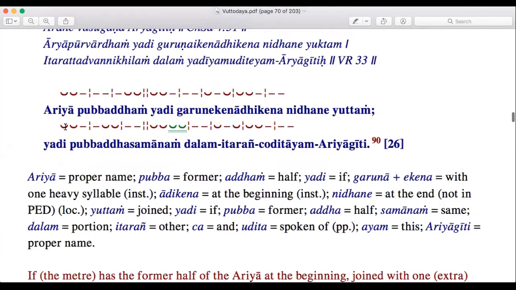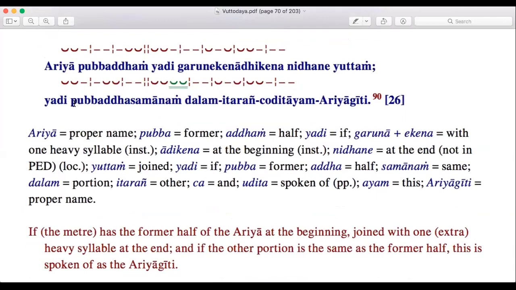So let's check by group. Arya is the first group, Pubbad the second group, Dhang Yadi the third group. So it is a normal Arya verse. Then Garu Ne is the fourth group, Ke Na the fifth group. Then there should be a Nagana or Jagana: Dhikena, the sixth group, is a Jagana. Nidhane is the seventh group, and usually there should be one ending garu, but here there are two. Yut is the usual ending heavy syllable, but thang, one more extra garu, is added. That is the Aryagiti characteristic.